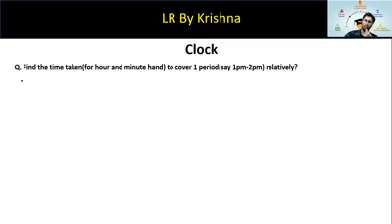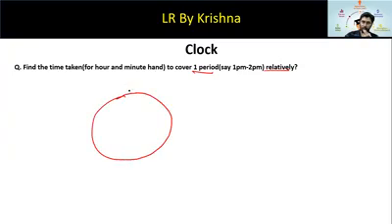Now, let's start with a question. Find the time taken for hour and minute hand to cover one period relatively. What does that mean? Forget about the question first. Just look here. This is my clock. This is 12 p.m. Suppose this is 1 p.m. I'm asking how much time will they take to cover one period, say 1 p.m. to 2 p.m. Here I'm taking the example of 12 and 1, hardly matters, relatively.